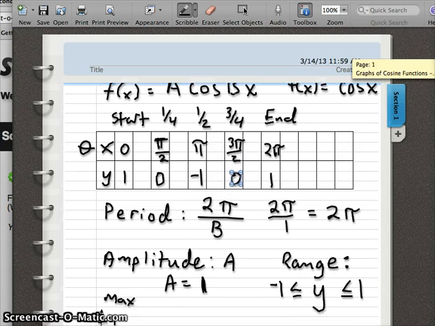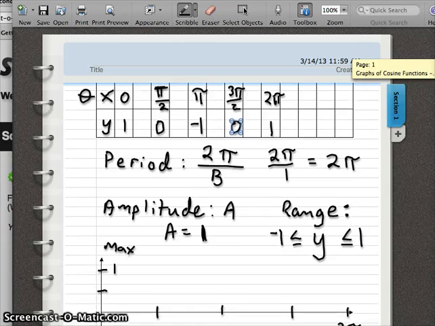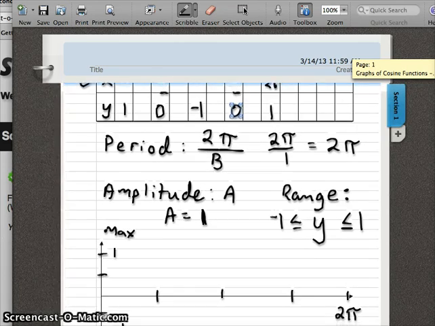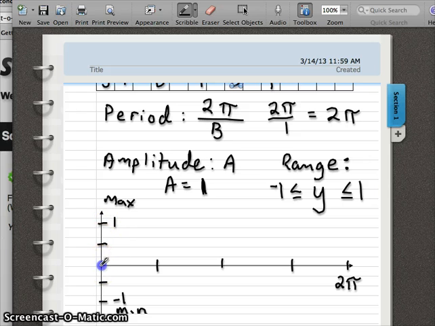Alright, so we got all of the points we need on our graph. We start at 0, and if I input 0, I get an output of 1. So cosine graphs will always start at their maximum value.